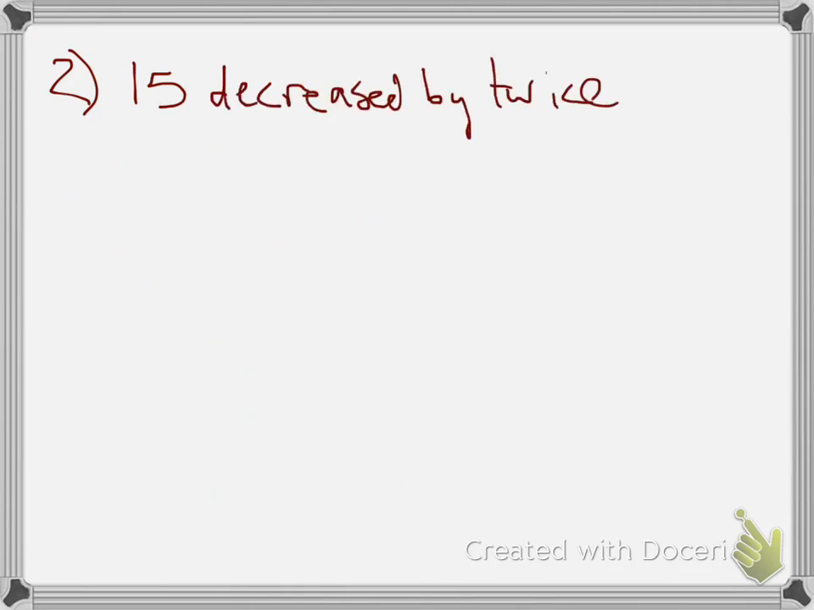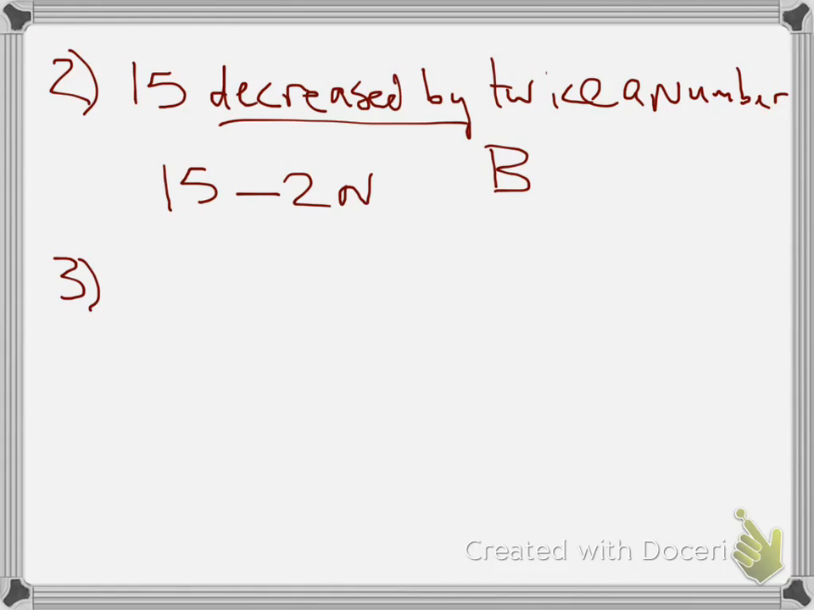Number 2, 15 decreased by twice a number. Now, decreased means minus, but it doesn't mean you have to switch, so we can keep things in order. 15 was first, so I'm going to put it first. Twice, which most of y'all seem to have a hard problem with, means multiply by 2. So the correct answer there is B. I like that problem mainly because y'all keep missing the word twice. A lot of y'all keep putting an answer of C, which would be incorrect.